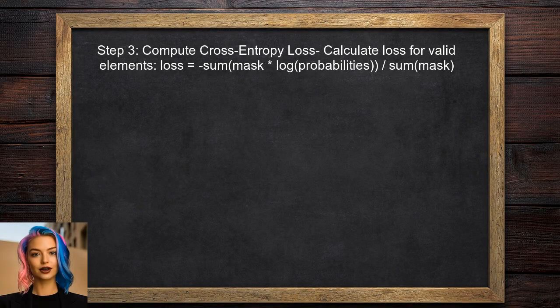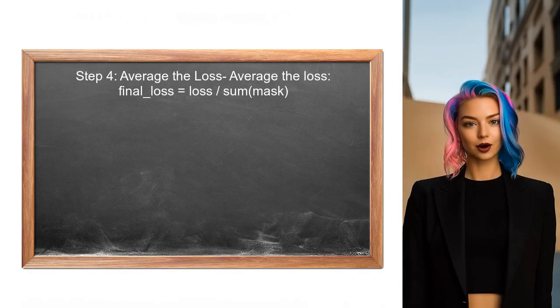Now, the user can compute the cross-entropy loss. This involves taking the negative log of the probabilities for the valid elements multiplied by the corresponding labels. Finally, the user should ensure that the loss is averaged only over the valid elements. This will give the correct loss value while ignoring the masked zeros.